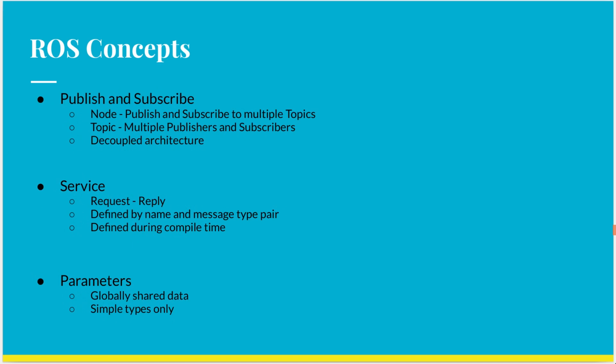Parameters are globally accessible data that is shared across all nodes. It is similar to the global variables that are used in programs, which can be accessed by any function of the program. Parameters are often used to control the behavior of an algorithm, which gives users control over the entire robot system.